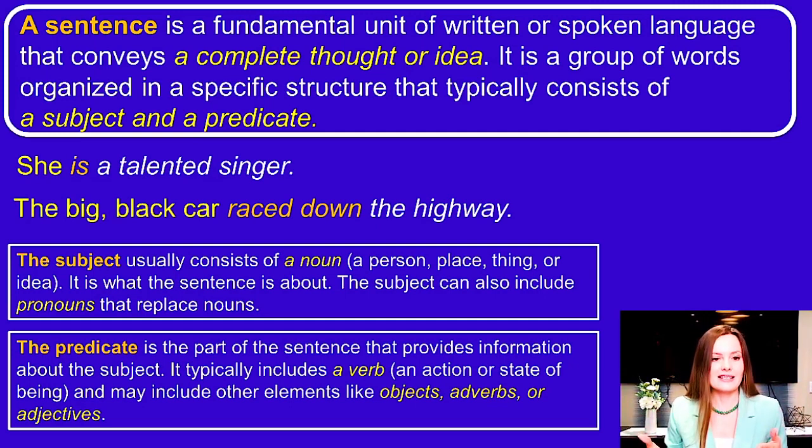And in our second sentence, the big black car raced down the highway, what is the object? Let's find the verb first. What did the car do? Yes, you're right. Raced down. So raced down is a phrasal verb. Raced is the verb. Raced down is the phrasal verb. Raced down the highway. The highway is the object. Raced down the highway, the whole thing is the predicate.